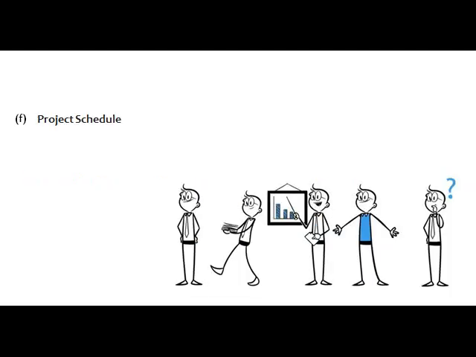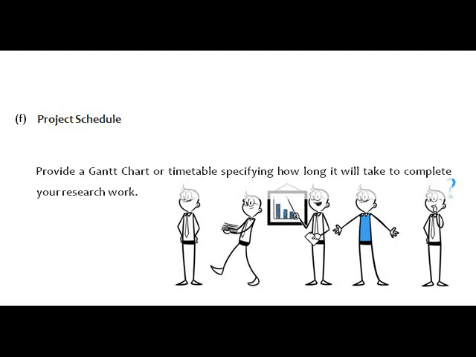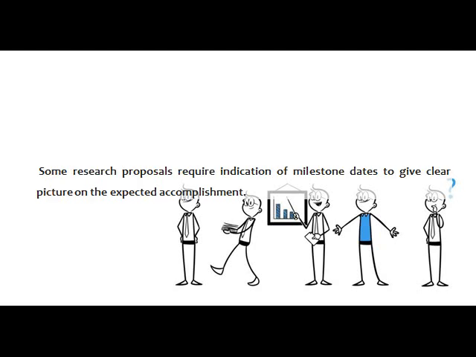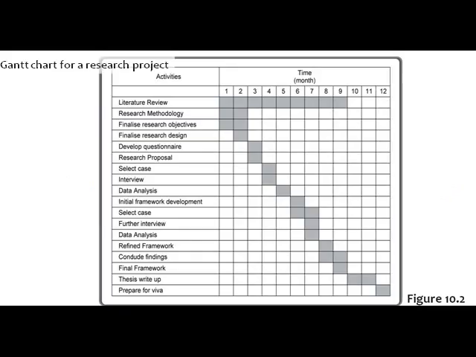Project schedule. Provide a Gantt chart or timetable specifying how long it will take to complete your research work. Also indicate how long you'll take for data collection, analysis and writing up the final report or document. Some research proposals require indication of milestone dates to give a clear picture of the expected accomplishment. Gantt chart for a research project.